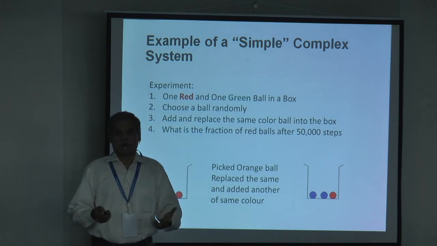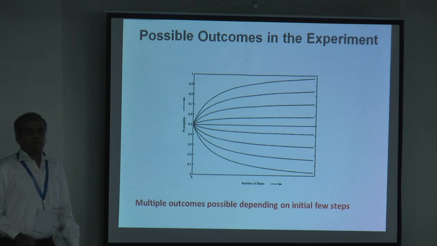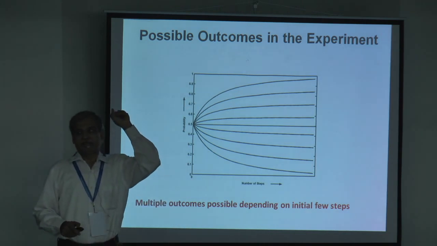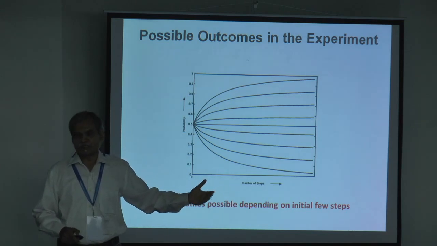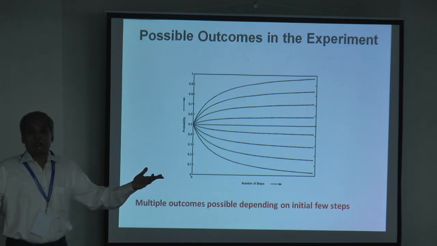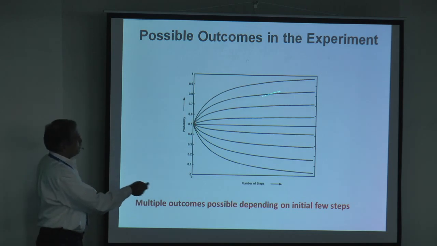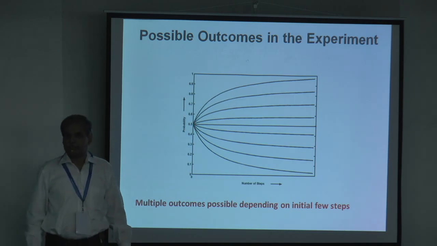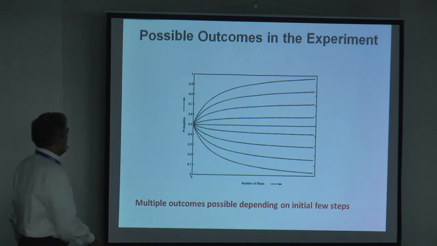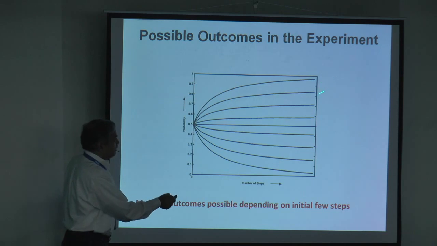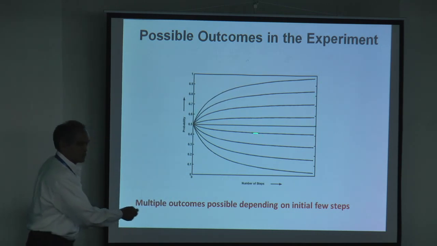No, it need not be the first ball. It also depends on the history, essentially. Because I have created a nonlinear step in the process, now I don't know what the probability will be. I start with 50-50, but I can go here, I can go here, I can go anywhere I want. So what is it telling me? It is essentially telling me that there are multiple outcomes that are possible, and it depends on the history.